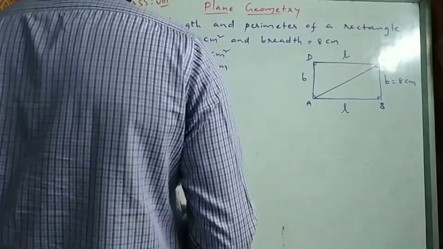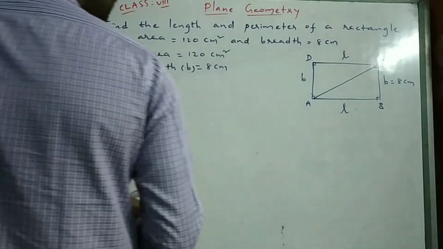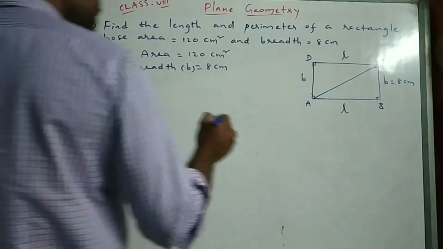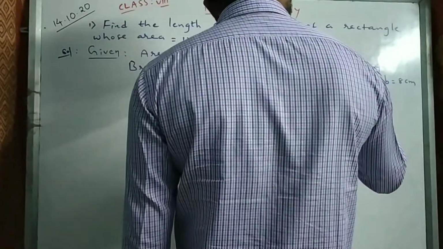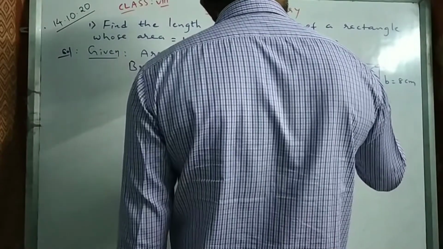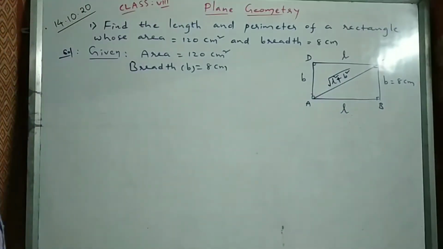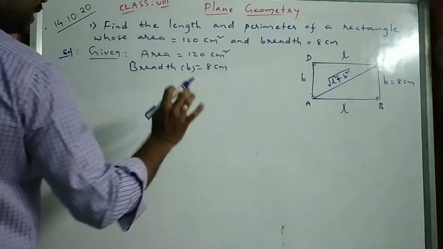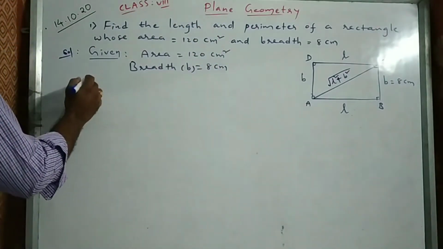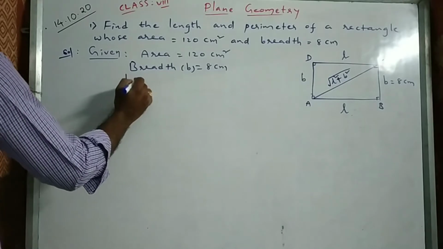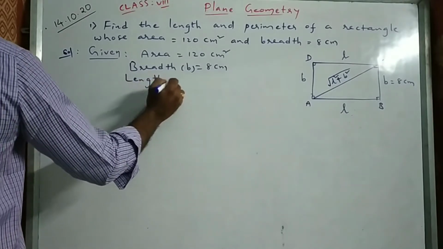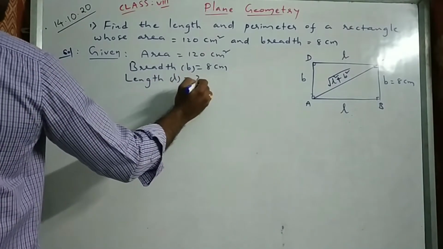Length and perimeter they asked, sorry, not diagonal. So later we will see. If you want to find diagonal, length of diagonal also we can find: root of L square plus B square. It is not asked here, just I am telling you. So I want to find here length. Length L equal to question mark.